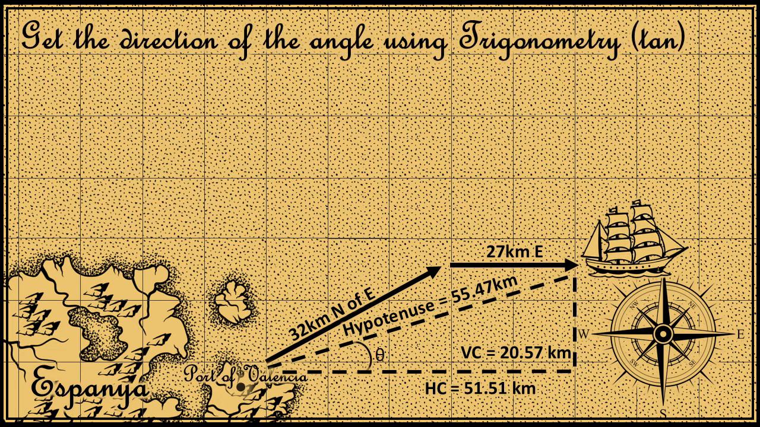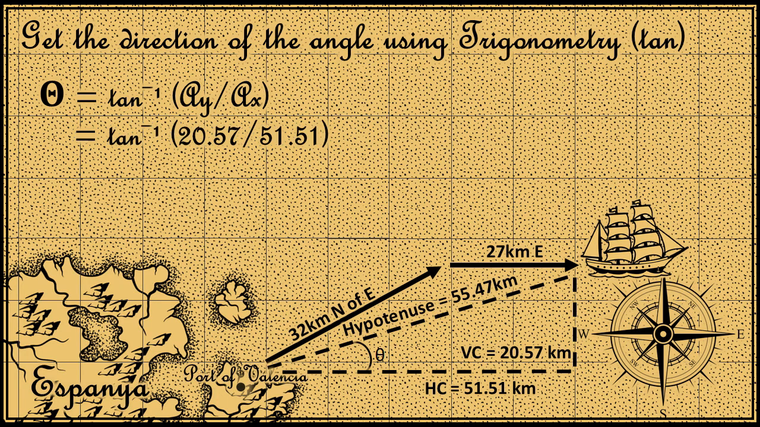And lastly, we will get the direction of the angle using the tangent concept of trigonometry, wherein the opposite and the adjacent sides of the angle in a triangle are used if identified. For the formula, we have theta is equal to the inverse of tan multiplied by the quotient of the opposite and adjacent sides. We then apply the needed values, then equate. Now we have 21.8 degrees as the direction of the ship from the port.